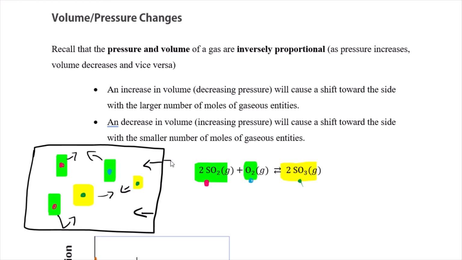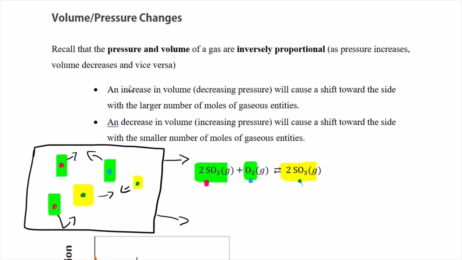But if I make my reaction vessel bigger, then there are going to be fewer collisions overall, and that's going to favor the side that has more gaseous entities. So that would cause a shift back towards the reactant side because there's lots of room for these guys to spread out. They don't collide with each other as often.